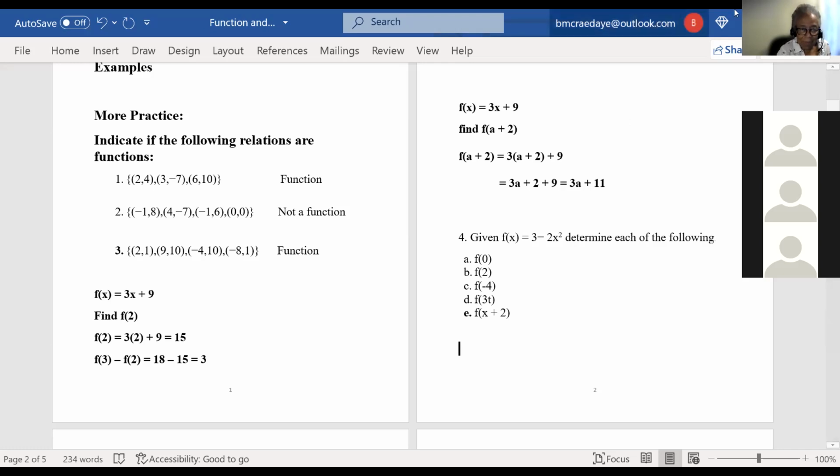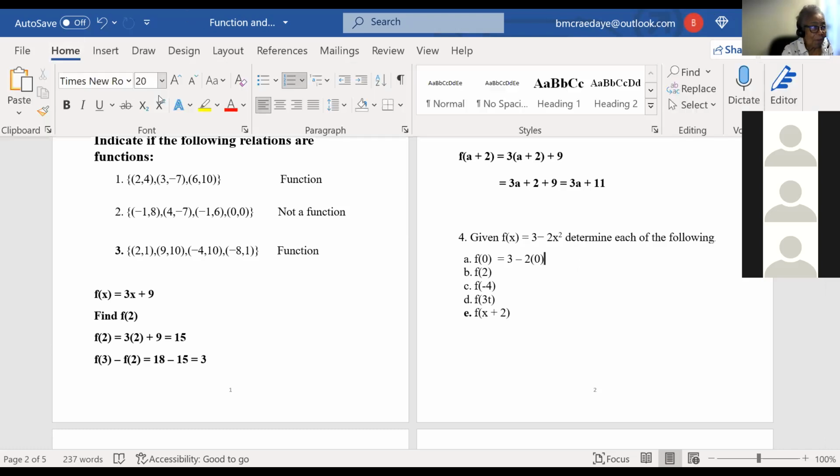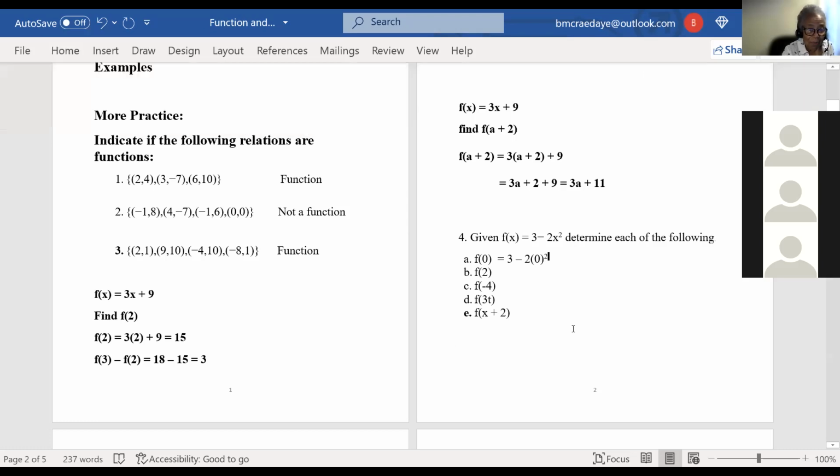So the first one, Vanessa, what do you get? Wherever you see an x, put a 0. Yes. You put a 0. So 3 minus 2 times 0, 2 parentheses 0, and 0 times 0 is 0. So what's the answer, Maureen?